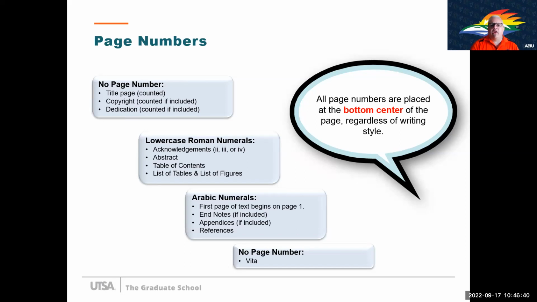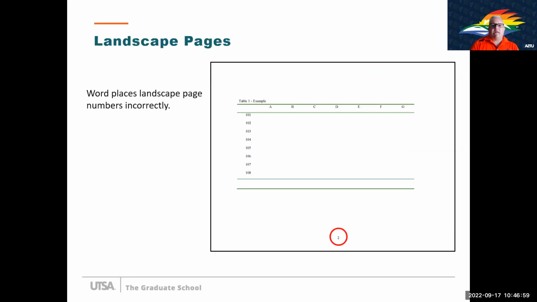Arabic numerals: first page of the text begins on page 1, endnotes if included, appendices if included, and references. So that's Arabic numerals. No page number on the Vita page. All page numbers need to be at the bottom center of the page, regardless of your writing style. Now, this is where people get into trouble.